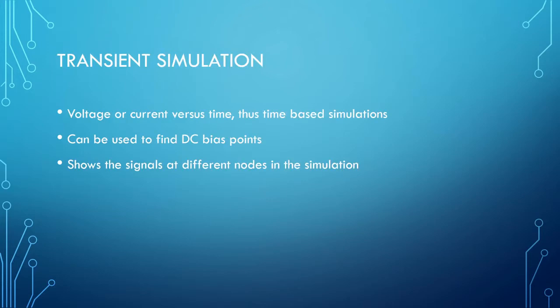So first up, our transient simulation. It's either voltage or current versus time, so it's a time-based simulation. This simulation is also used to find our DC bias points, and it can show us different signals at different nodes in the simulation. So let's jump into that.